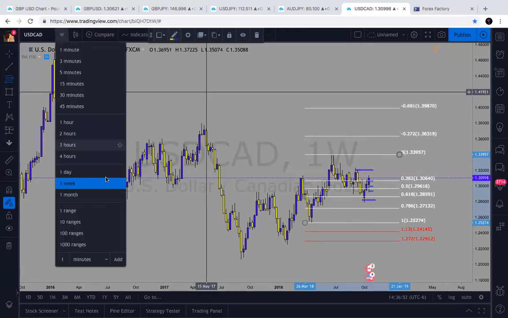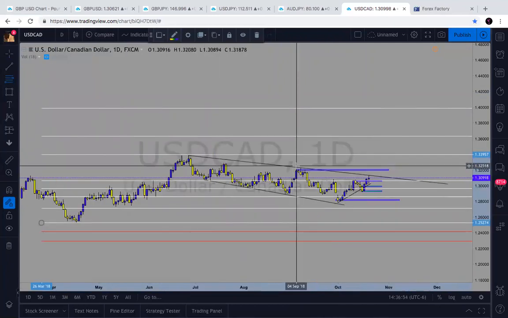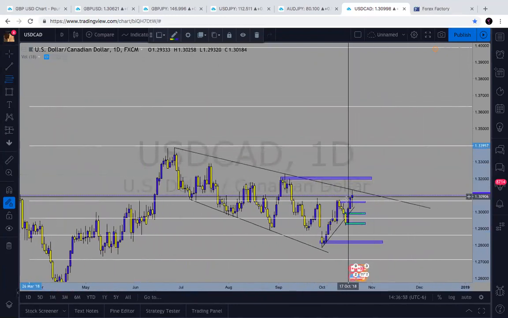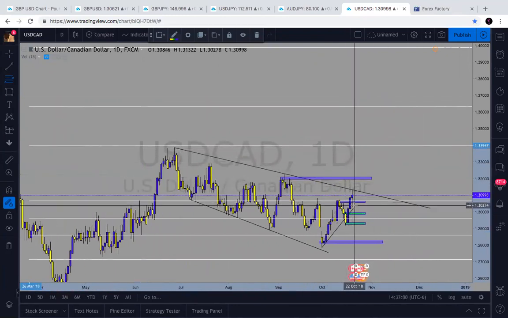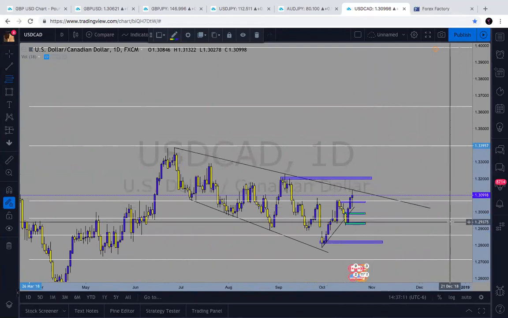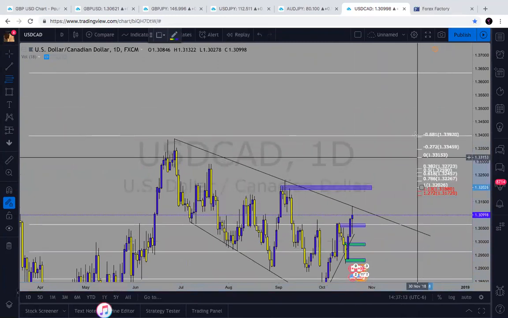Let's check this out on the daily. Ooh, we got a doji right here, which means we can expect a little bit of bearish action, but overall we're looking for a bullish push up to the 1.3192. Let's map this out right quick.